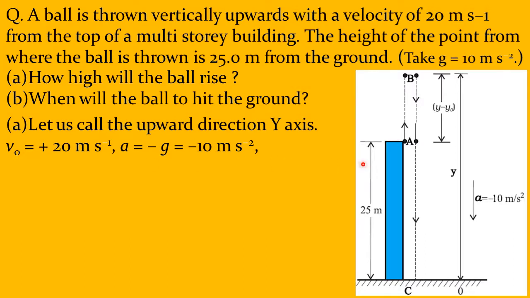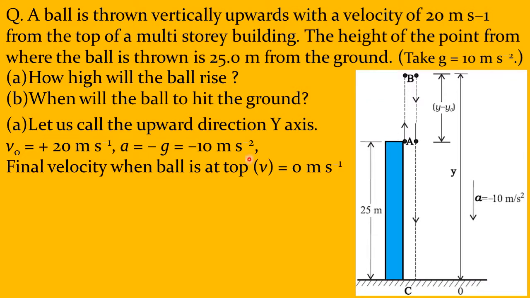V0, the initial velocity with which the ball was thrown, is 20 meters per second. Since it is in the upward direction, we take it as plus 20 meters per second. Acceleration due to gravity is minus g because the acceleration is working in the downward direction. So it is minus 10 meters per second square.